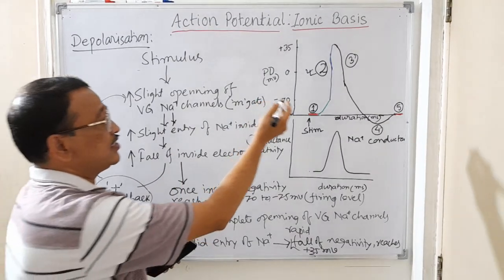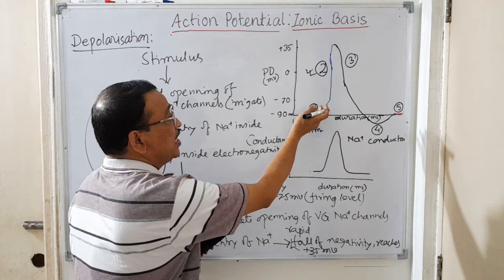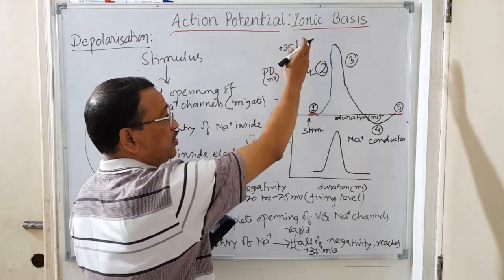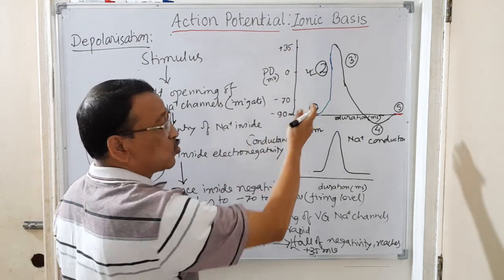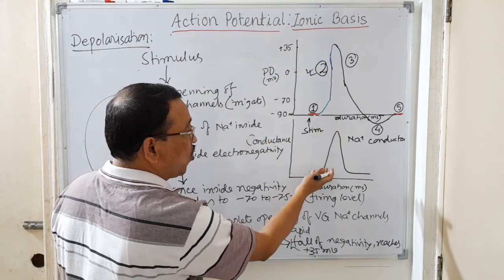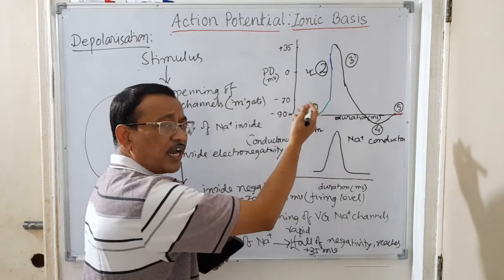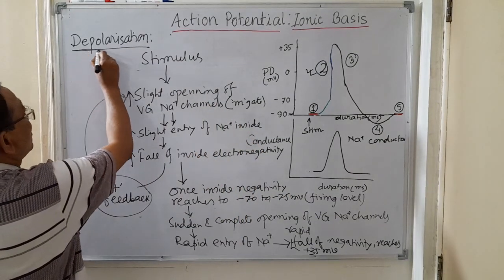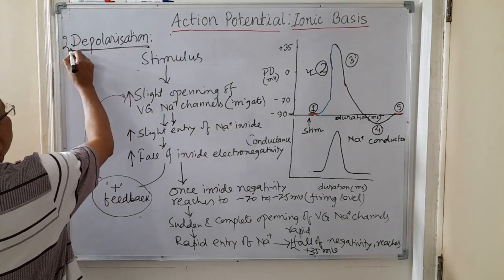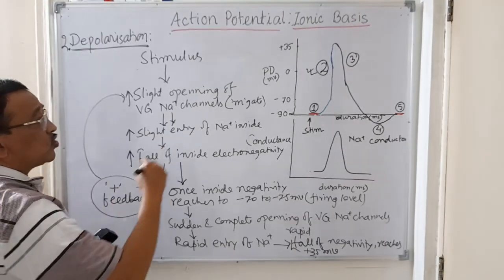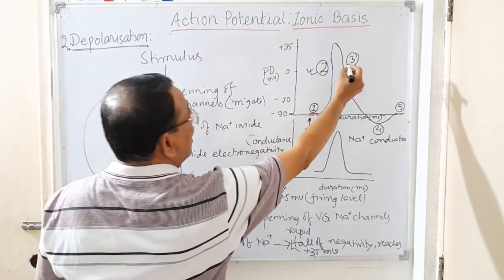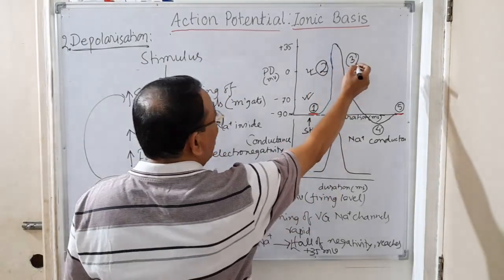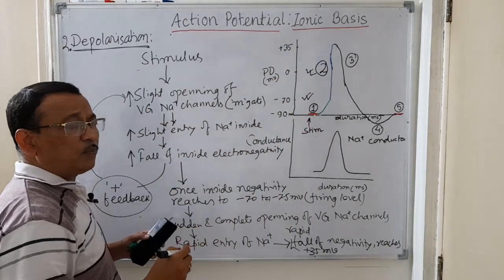And this is how the inside electronegativity of minus 90 is reversed to plus 35 inside electropositivity, because of the movement of sodium ions, because of the increased conductance of sodium ions from outside to inside. This is the ionic basis of the second phase, the depolarization. So first phase I discussed, second phase I discussed, now is the third phase, the repolarization.